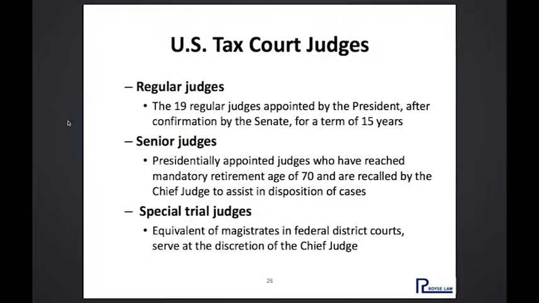There are also senior judges. Those are the same presidentially appointed judges who have reached the mandatory retirement age of 70 and are recalled by the chief judge to assist in disposition of cases. The third type of judge is called the special trial judge. And special trial judge is equivalent to the magistrate judge in federal courts, and they serve at the discretion of the chief judge.